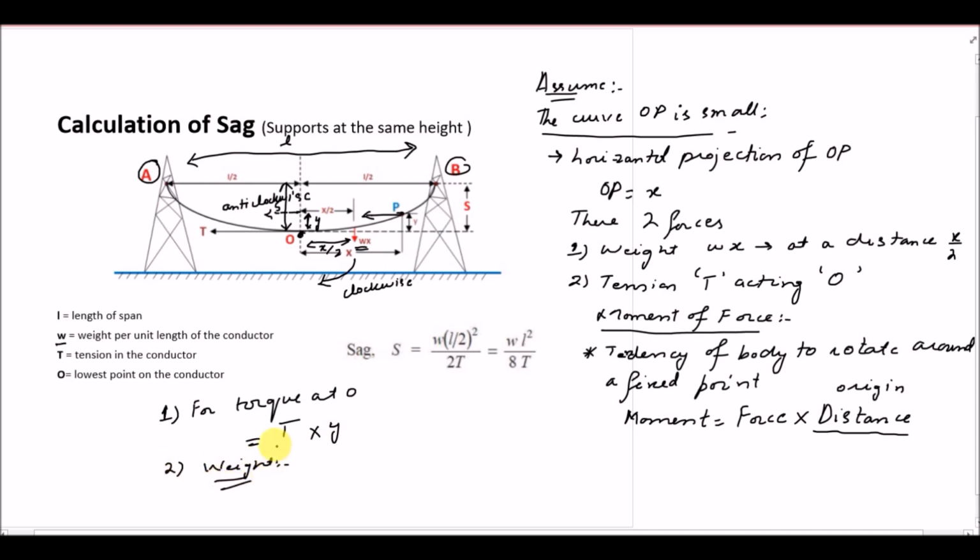And the second force was weight, right? This is acting at the center of the portion of the conductor that we considered. So the actual weight is Wx, where W is weight per unit length and the total conductor length that we are considering is x. We have multiplied weight with x into the point from the origin at which it is acting, which is x by 2, right?